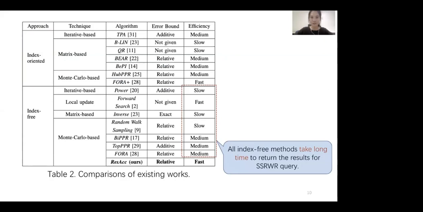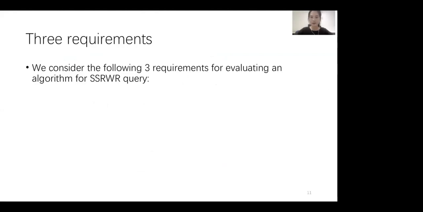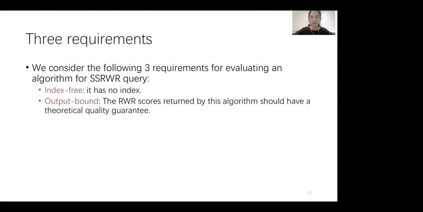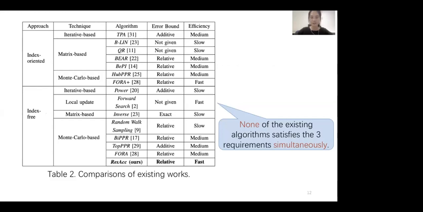In our paper, we consider three requirements for evaluating a method for single source. The first one is index-free. We think it should have no index structure. The second one is the score returned by this method should have upper bounds, and the third one is high efficiency. It should be faster to compute the scores. However, none of the existing methods can satisfy these three requirements at the same time.